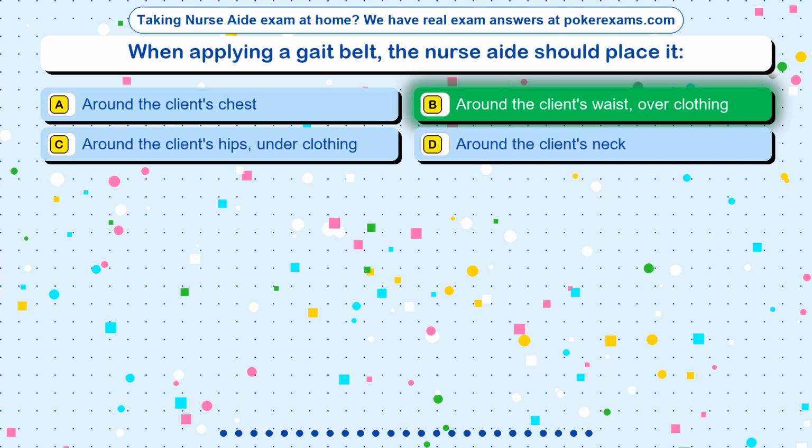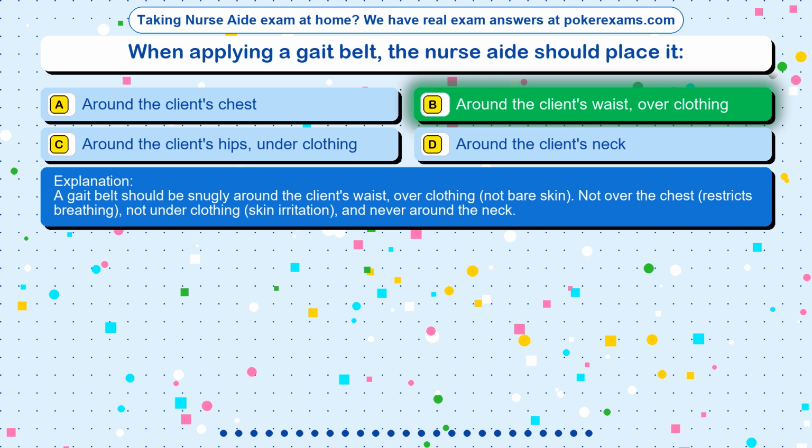The correct answer is option B, around the client's waist, over clothing. A gait belt should be snug around the client's waist, over clothing, not bare skin. Not over the chest, which restricts breathing; not under clothing, which causes skin irritation; and never around the neck.